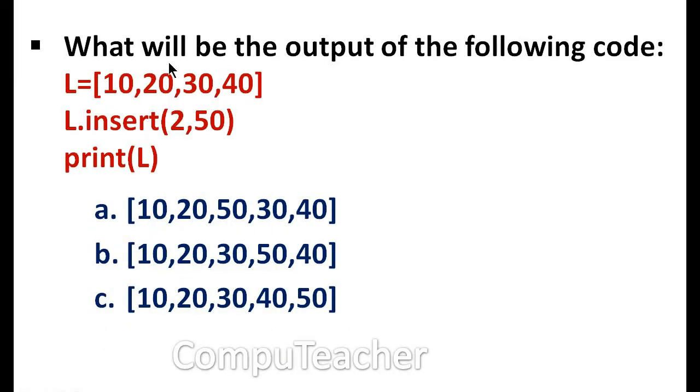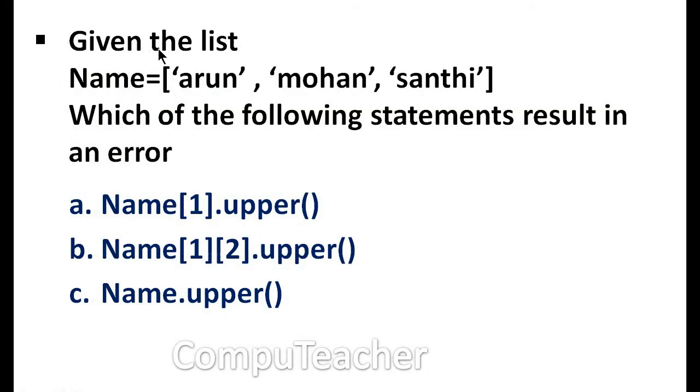One more question. What will be the output of the following code? [10, 20, 30, 40]. Insert(2, 50). That is at index 2. Add the element 50. Where is index 2? 0, 1, 2. Here we have to insert the value 50. So what will be the answer? Option A.